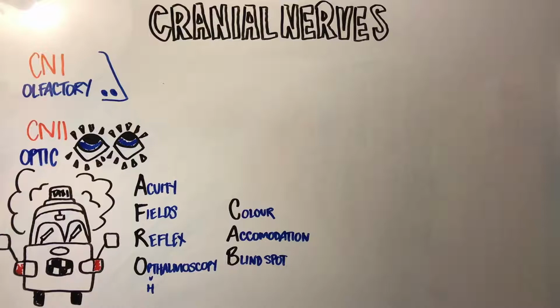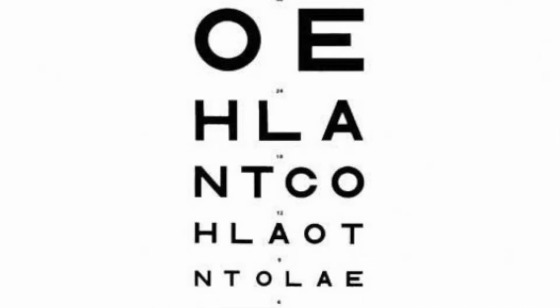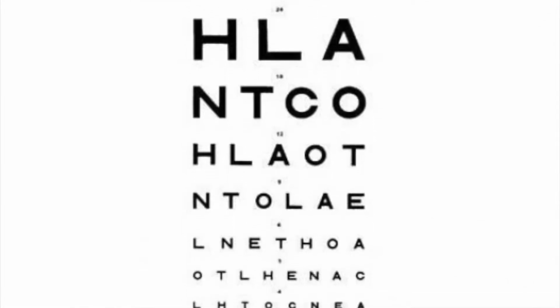So starting with visual acuity, acuity is really just another way of saying clarity of vision. So for this you're going to need your Snellen chart. To use the Snellen chart, the patient stands 6 meters away and covers each eye in turn. The smallest row that can be read represents the visual acuity in that specific eye.